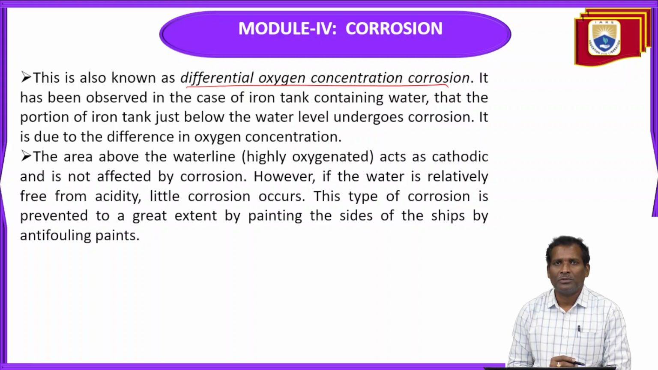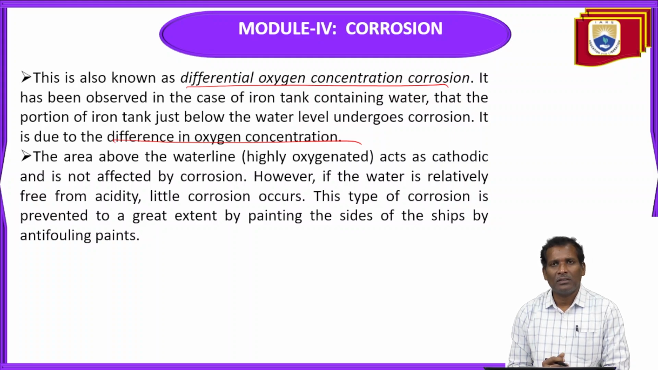It has been observed in the case of an iron tank containing water that the portion of iron just below the water level undergoes corrosion. It is due to the difference in oxygen concentration: the oxygen concentration at the bottom level and the oxygen concentration above the water level. So the differential concentration of oxygen is why this corrosion is also called differential oxygen concentration corrosion. In case of this water tank, just below the water level the oxygen concentration is different, and above the water level it is different.